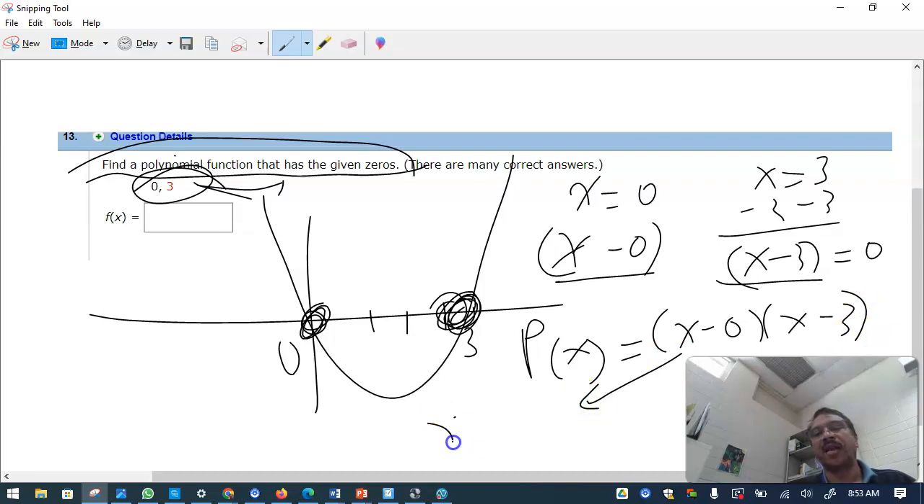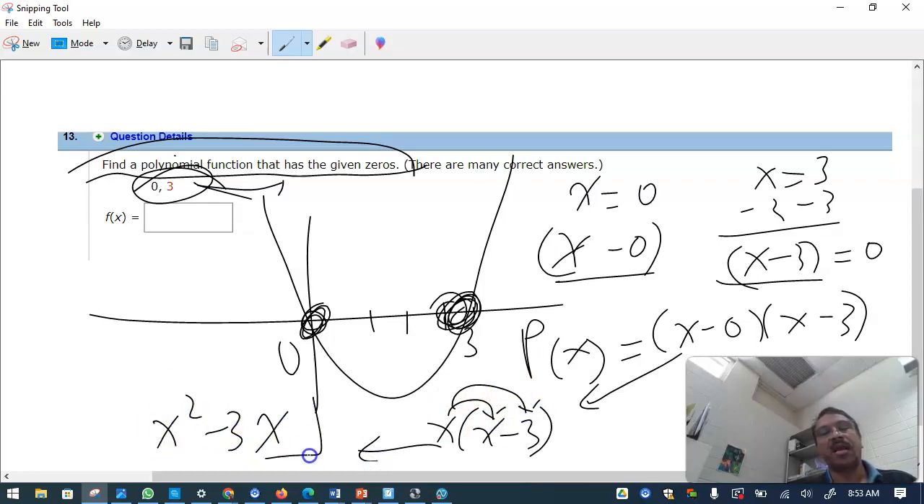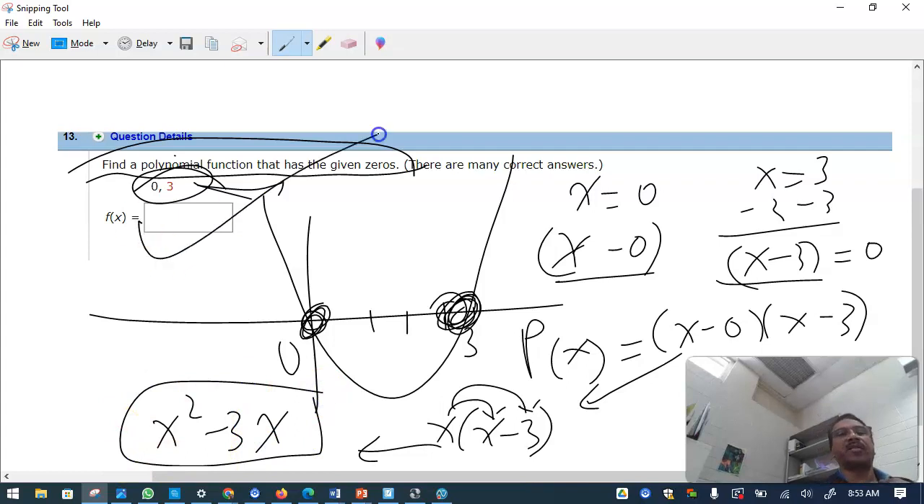But this can be written as x times x minus 3. You can also write it in standard form by using the distributive property and writing x squared minus 3x, and that's how you create the function. I hope you get it.